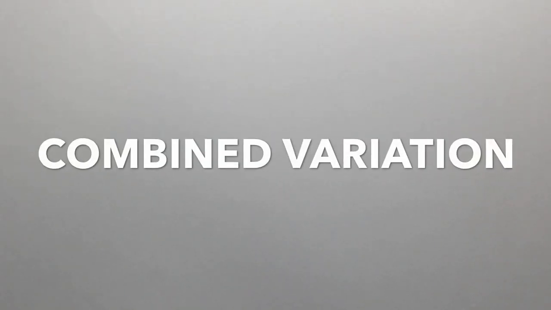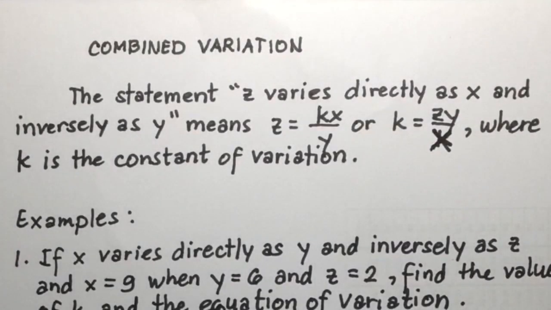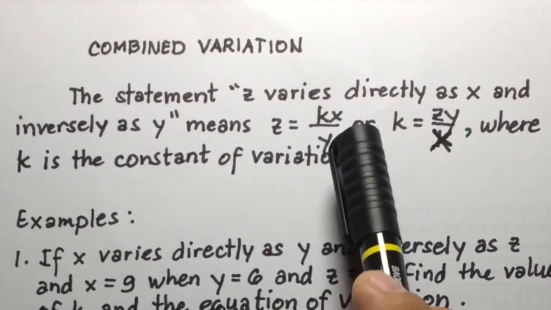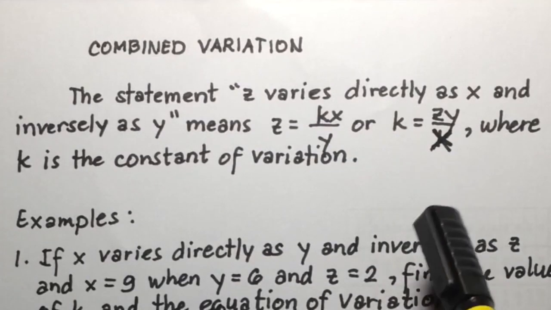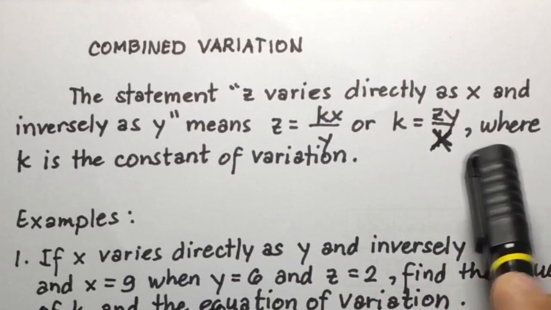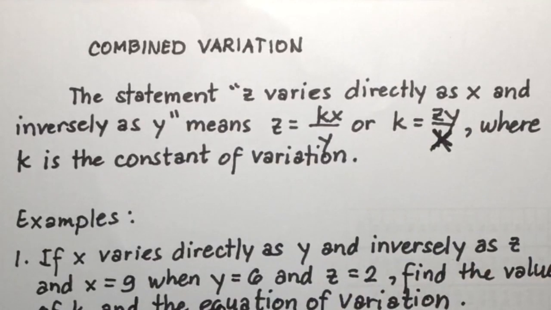For this video, I will discuss combined variation. So the statement z varies directly as x and inversely as y means z equals k times x over y, or k equals z times y over x, where k is the constant of variation.